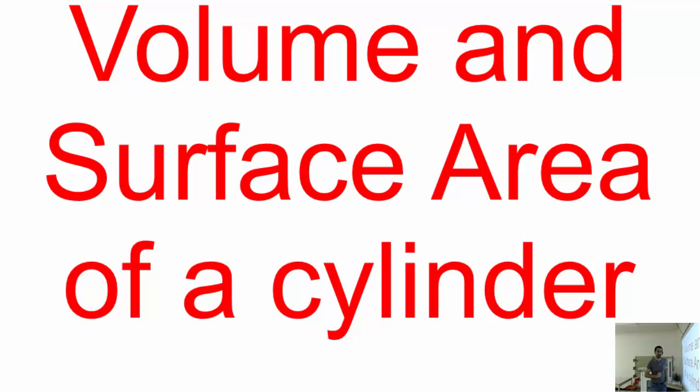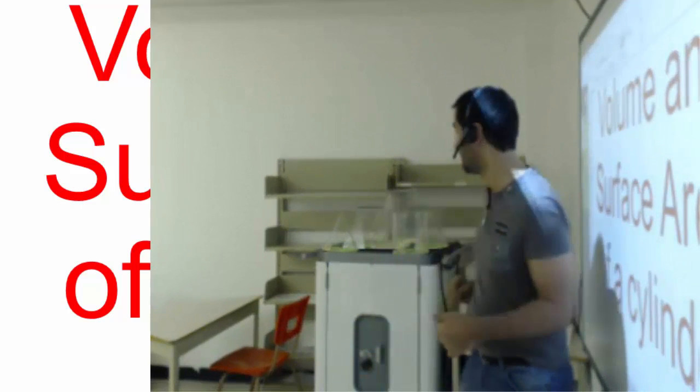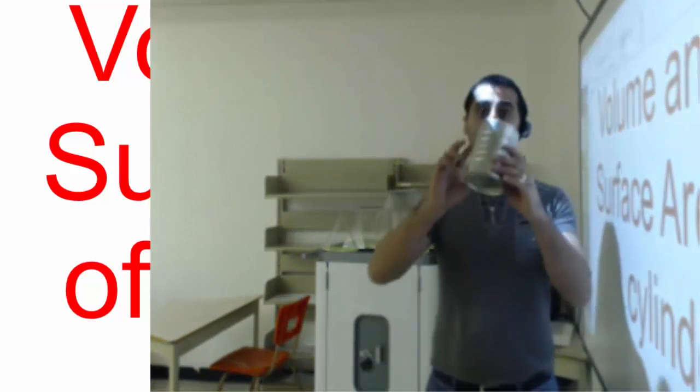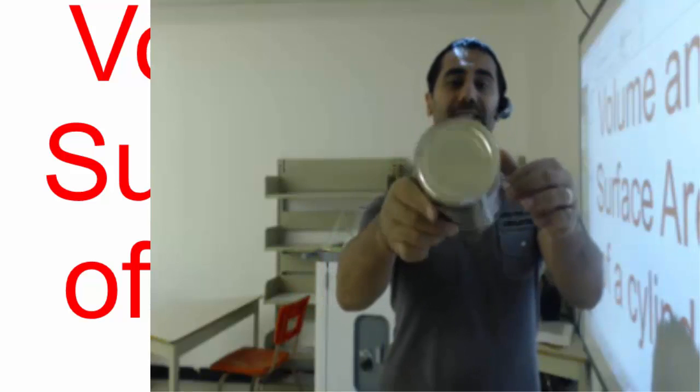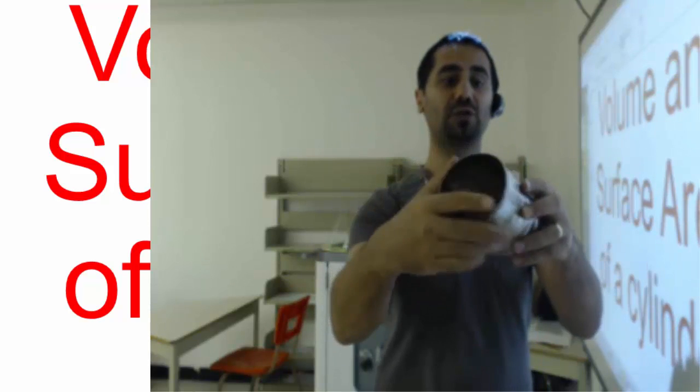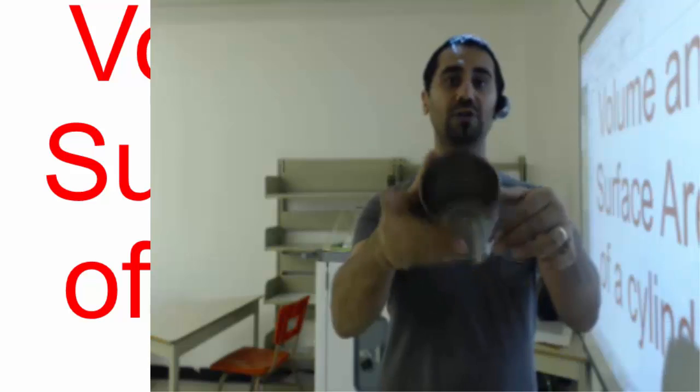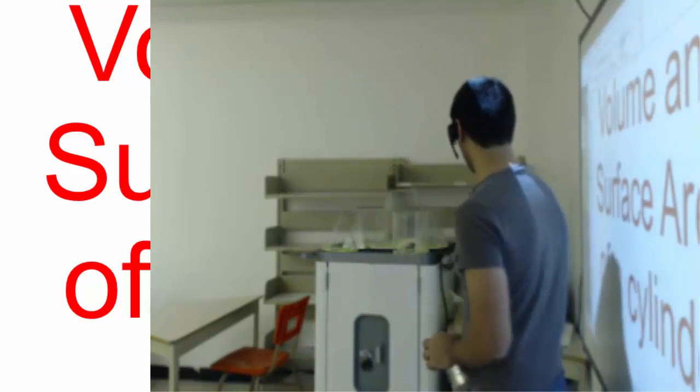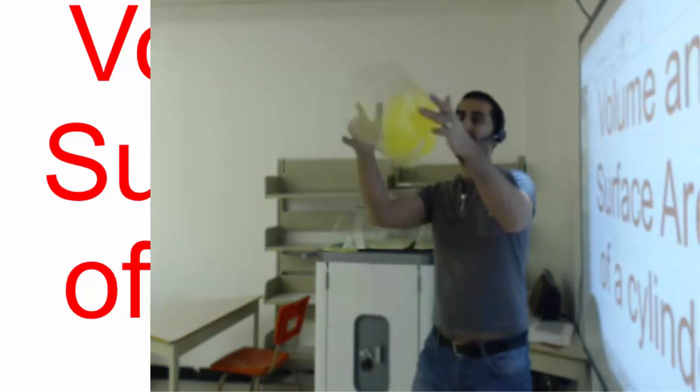Now, what we're going to talk about? We're going to talk about the volume and surface area of a cylinder. How does a cylinder look like in real life? Like this. This is a cylinder. It has the same circle on top and bottom, and the big one I have is here.